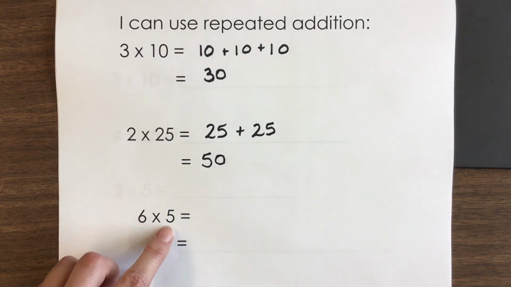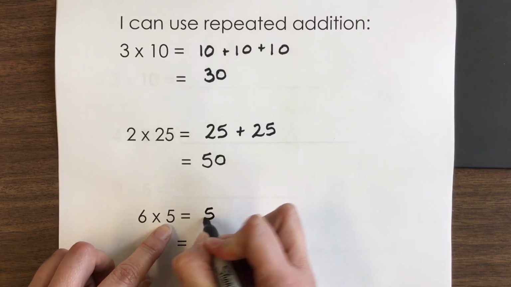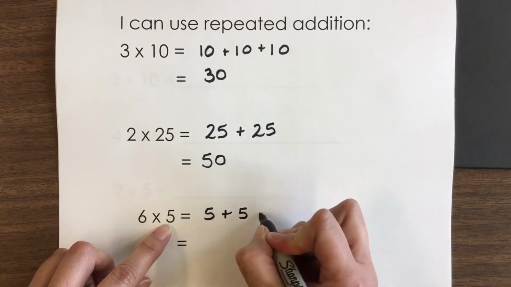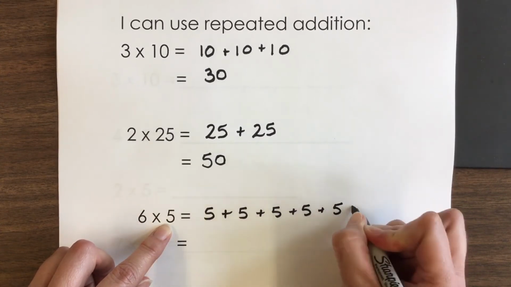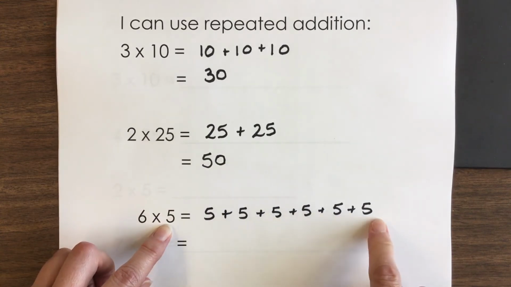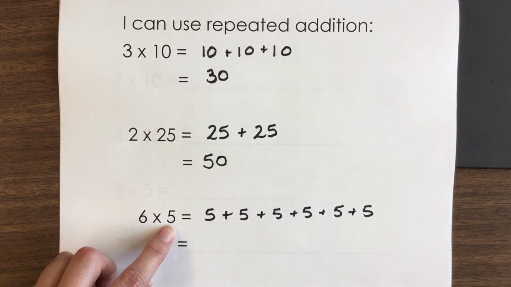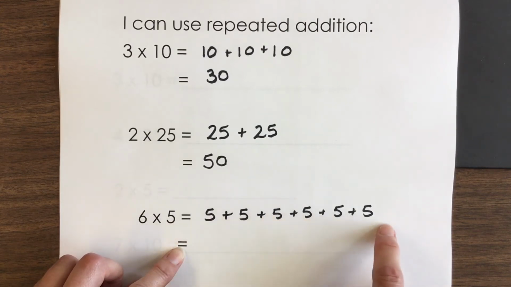6 times 5 means 6 groups of 5. What would that look like in repeated addition? 5 plus 5 plus 5 plus 5 plus 5 plus 5. 1, 2, 3, 4, 5, 6. 6 groups of 5. What does that equal? 5, 10, 15, 20, 25, 30.